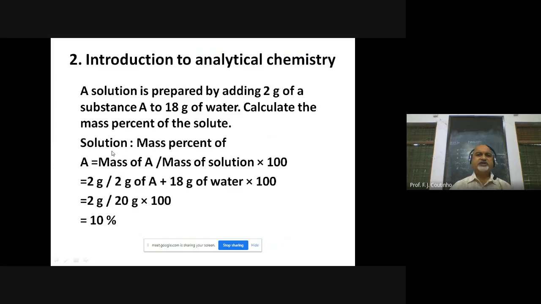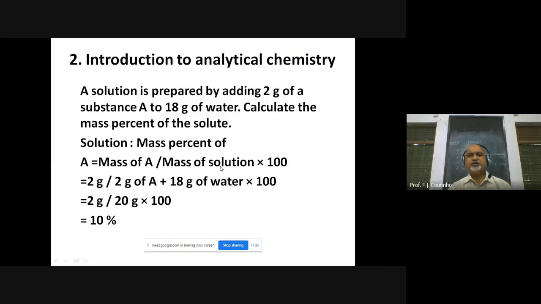So mass percentage of A is equal to mass of A divided by mass of the solution. How much is the mass of A? 2 grams. And how much is the mass of the solution? It is 2 grams of A plus 18 grams of water. Because this solution is made up of 2 grams of A plus 18 grams of water, right? So 2 grams of A is the mass of the substance A, divided by the mass of the solution.